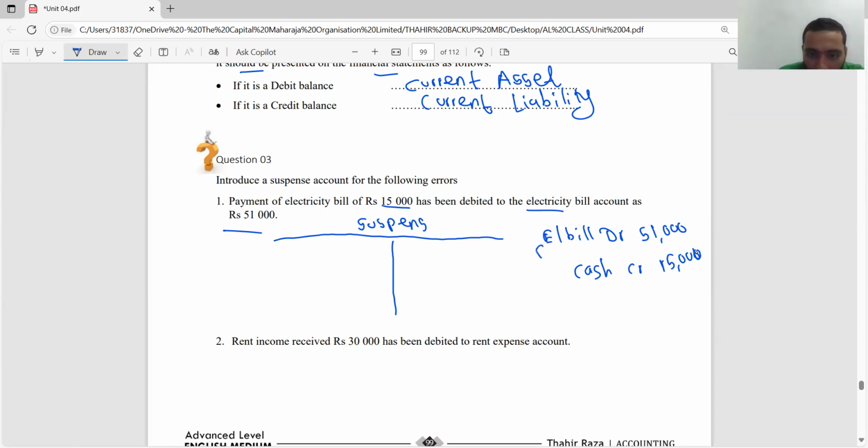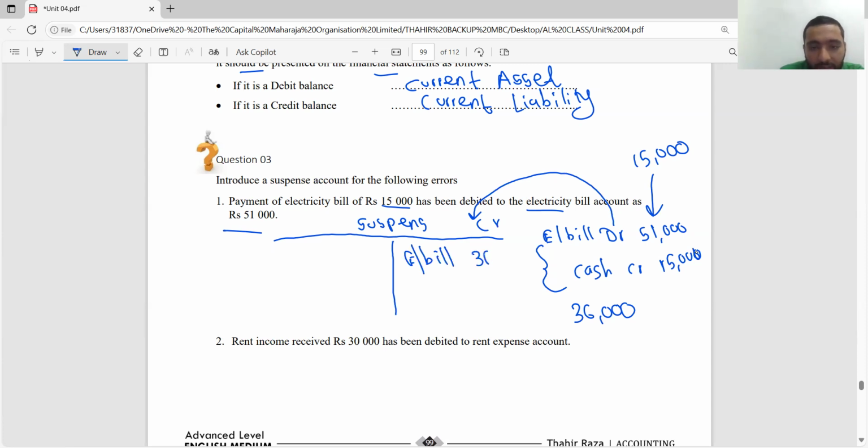Okay. So suspense account, what is the difference? The difference is 36,000. Now, your debit side is 51,000. This has to be 15,000. Okay. So now what you have to do? You have to remove it and put it on which side? On the credit side. Okay. So you put electricity bill 36,000, not on the debit side, you put it on the credit side. This is the debit side, this is the credit side. Make a credit. Right? Very simple.